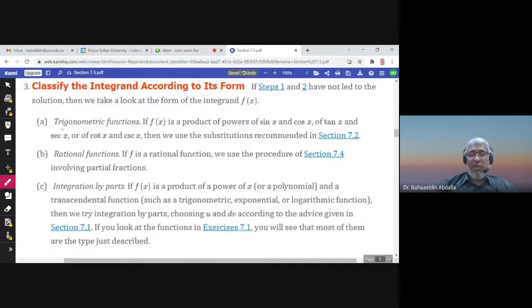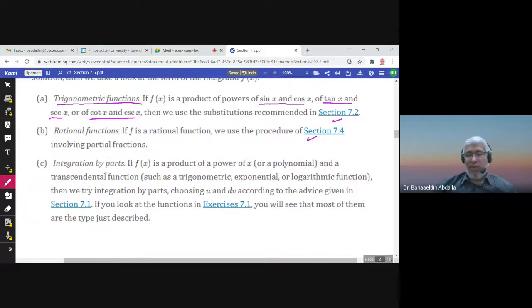Is it trigonometric? Do you have trigonometric functions inside the integrand? Do you have sine times cosine? Or do you have tan times secant? Or do you have cotan times cosecant? If you have one of these three, then 7.2 will help you to solve the problem. If you have a rational function, then 7.4 will help you to write the rational function as partial fractions if it's a proper rational function. If not, you use long division first.